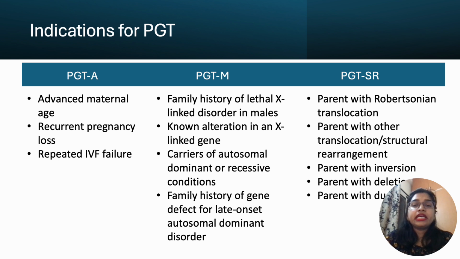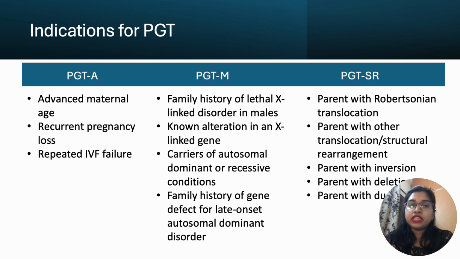So, most common indications for PGT. For PGT-A, the indication is if a lady is of advanced maternal age, most commonly more than 35 years. So, if a lady comes to us with more than 35 years, we should advise her PGT-A. Then, recurrent pregnancy losses, repeated IVF failures, and in some cases severe male factor infertility, then also we can advise PGT-A.